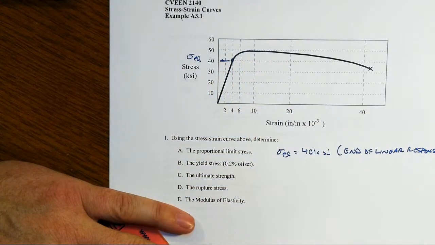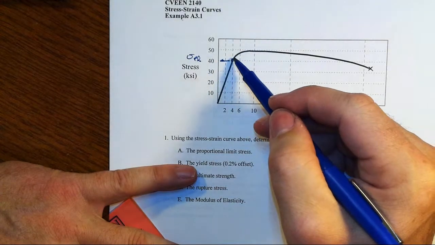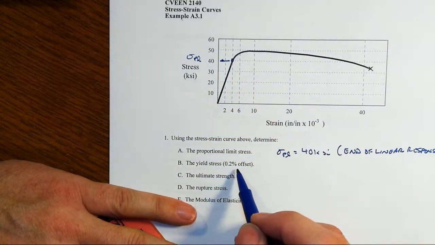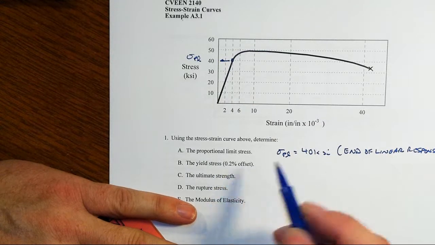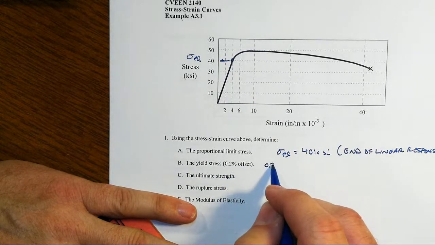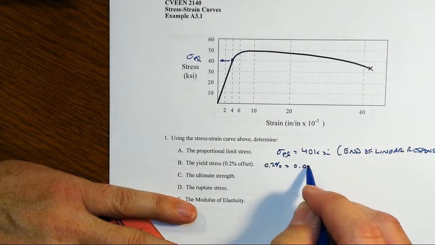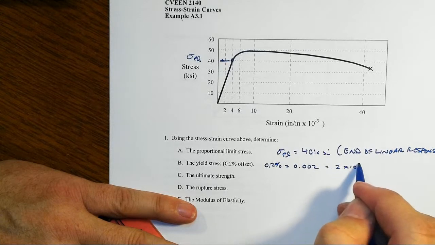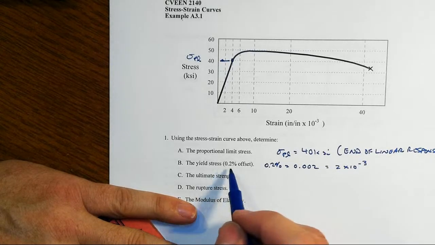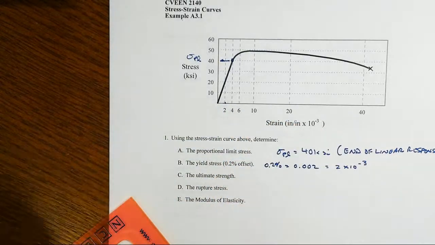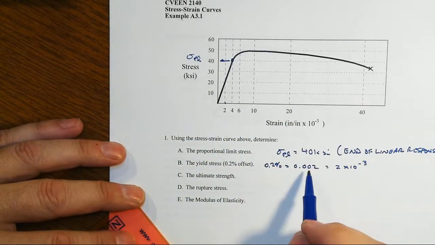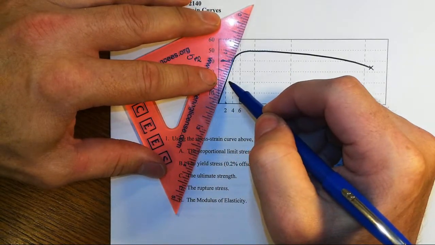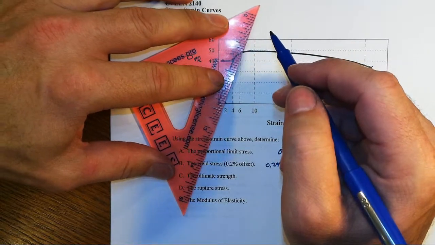Because of that, what the yield stress is, where we begin to have permanent deformations, is not so clear. And in instances like that, we use what's called the 0.2% offset method. Now 0.2% is the same thing as 0.002, and that is the same thing as 2 times 10 to the minus third. So what we want to do is go right here to 0.002 or 0.2% on the strain curve, and we're going to draw a line that is at the same slope as the linear elastic region.